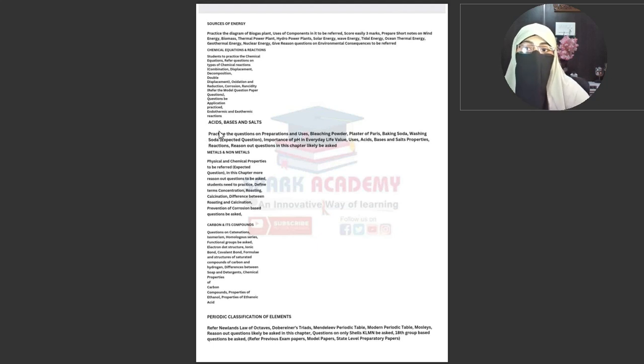Now coming on to the next part, that is acids, bases and salts. In this chapter you will be studying the preparations and uses of bleaching powder, POP, that is plaster of Paris, then baking soda, then washing soda. So these are the expected questions. We are not saying that only these questions are going to appear. At this moment, if you want to skip any chapter, don't skip the entire chapter. Study at least these questions so that you will have something related to the chapter. You will have knowledge of what the chapter consists of.